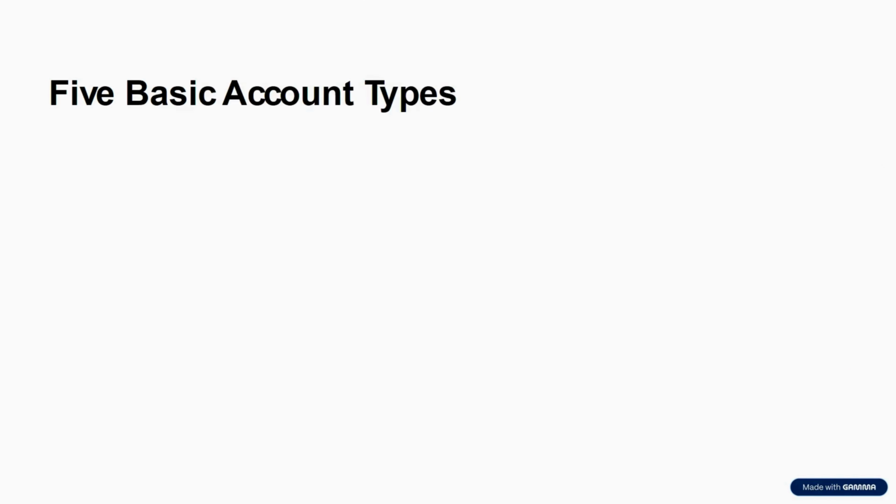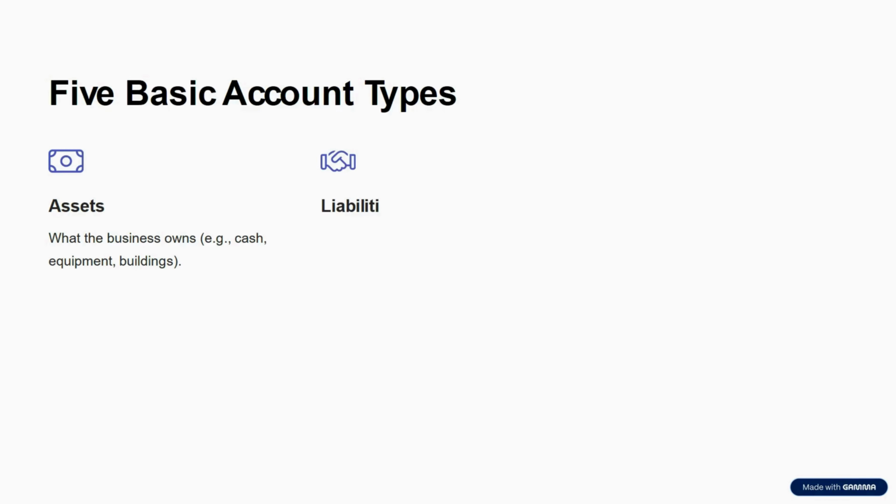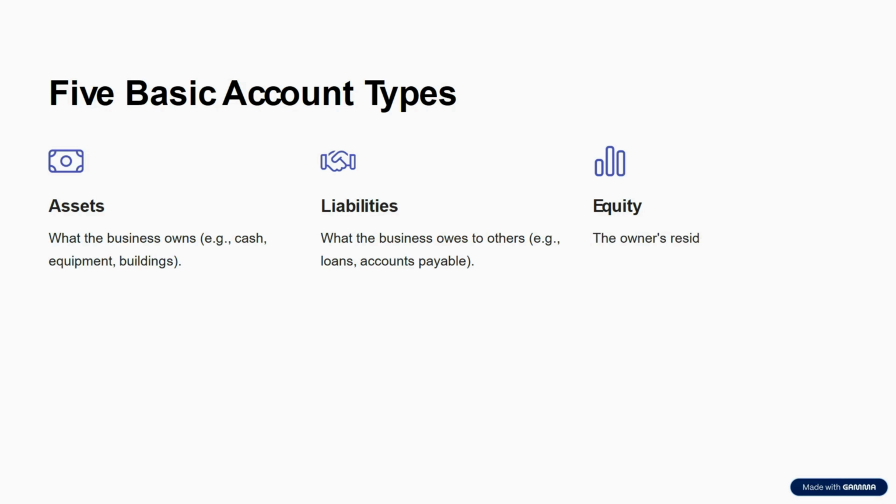There are 5 basic types of account. Number 1 is assets. Assets are what the business owns, for example, cash, equipment, buildings. Number 2 is liabilities. Liabilities are what the business owes to others, for example, loans, accounts payable. Number 3 is equity. Equity is the owner's residual claim on the assets, for example, owner's capital.